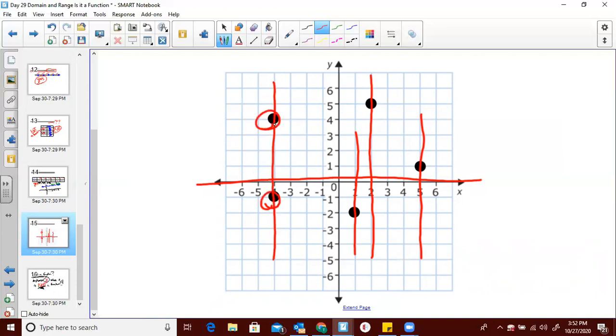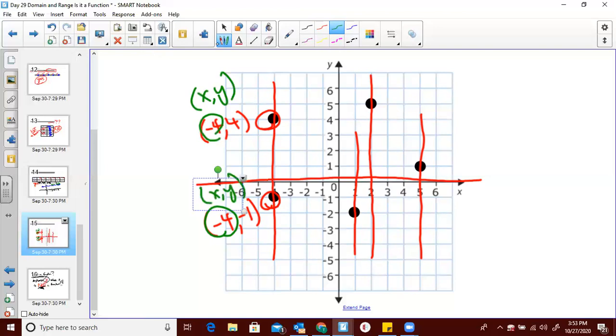Well, what that's telling us is that there are 2 of the same x value in this relation. Okay, and what these points are, it looks like (-4, 4) and (-4, -1). Well, our issue is with this -4 both being for x, because remember we have x and y, and we only can have one. We cannot have duplicates of x values. Right, so this would not be a function.